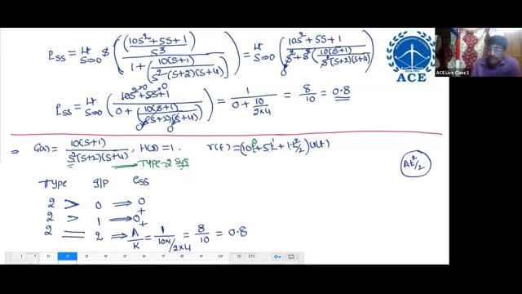A by K: A is the amplitude of the input, 1. K is the numerator constant, 10 into 1, by the denominator constant, 2 into 4. So that means 10 by 8, and taking it to the numerator, 8 by 10. The answer is 0.8. Like this we can get the steady state error, so there is no need to go by the procedure.